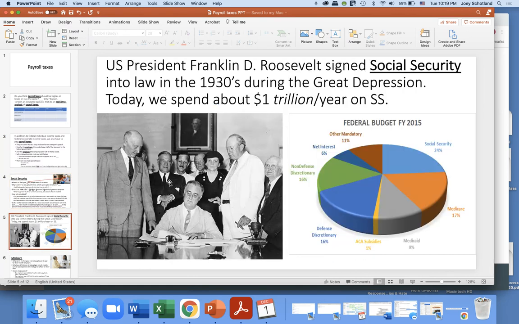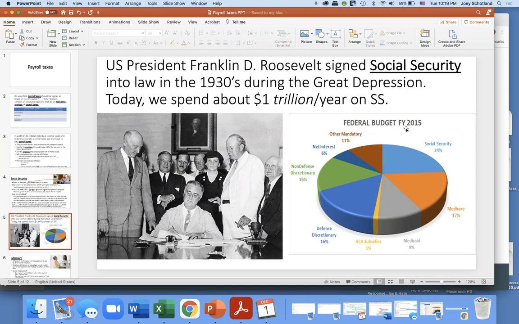US President Franklin D. Roosevelt signed Social Security into law in the 1930s during the Great Depression to give old people money so they would retire, and that would open up jobs for millions of unemployed young people.